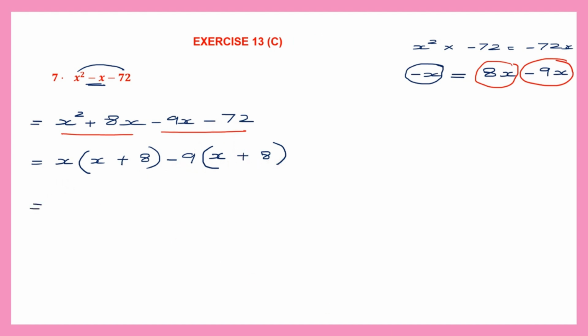Let's get the first one. We can write the one within brackets first, x plus 8. And the next one, we take this x and minus 9. So we get x minus 9. So this is our answer, x plus 8 and x minus 9.